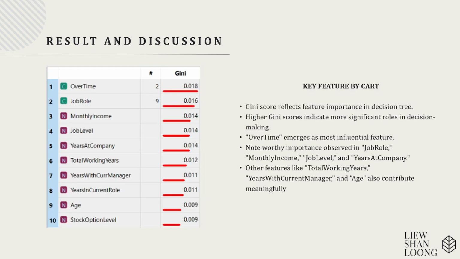So, this is the key features by CRT. The Gini score reflects the feature's importance in the decision tree. The higher the Gini score, the more significant the role in decision making. So we can say that overtime may emerge as the most influential feature, and features of noteworthy importance include job role, monthly income, job level, and years at company.